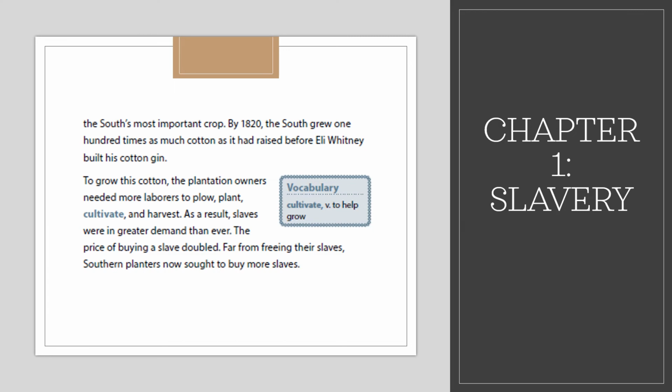To grow this cotton, the plantation owners needed more laborers to plow, plant, cultivate, and harvest. As a result, slaves were in greater demand than ever. The price of buying a slave doubled. Far from freeing their slaves, Southern planters now sought to buy more slaves.